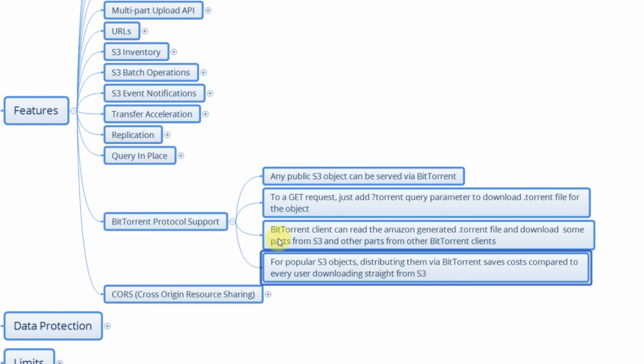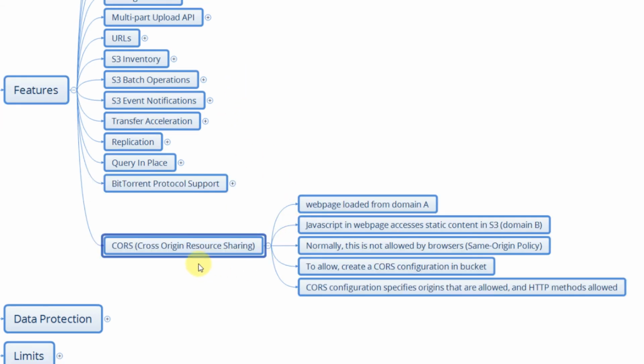There is also a feature for cross-origin resource sharing setup. Suppose you load a web page from domain A, and the JavaScript in that web page accesses static content in S3, which is in domain B. Normally, browsers do not allow this due to the same origin policy. But to allow this, you can create a CORS configuration in a bucket. This configuration specifies origins that are allowed and HTTP methods that are allowed.